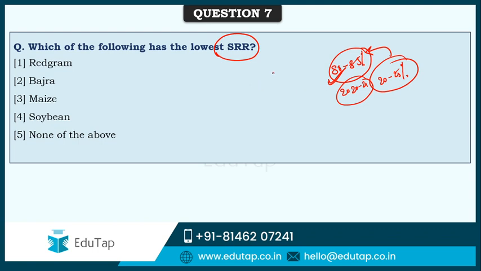Okay, which of the following is the lowest? Avinash is saying 1. Baliram says 2, Bajra. Abhinav is saying red gram and Baliram Bajra. The correct answer is red gram. Sorry, it's not 5, it's 1. The correct answer is red gram.